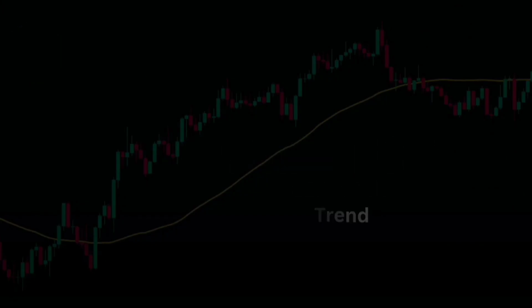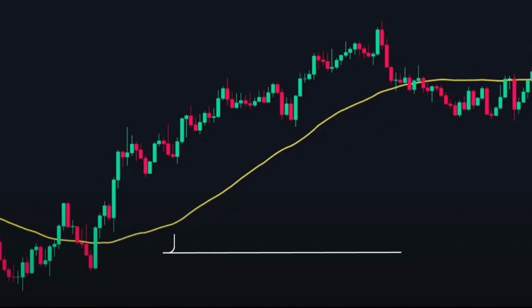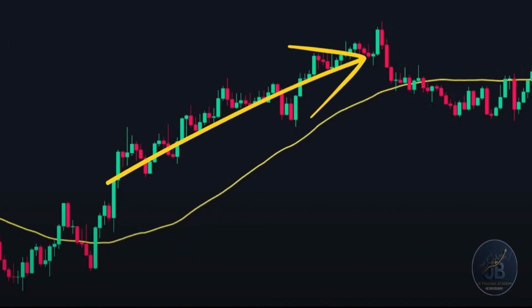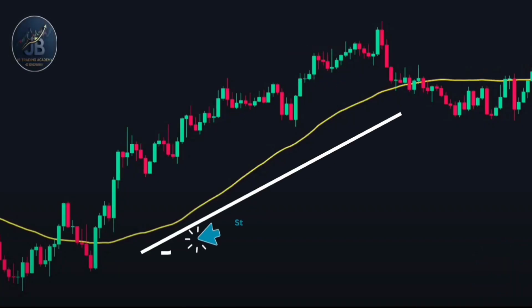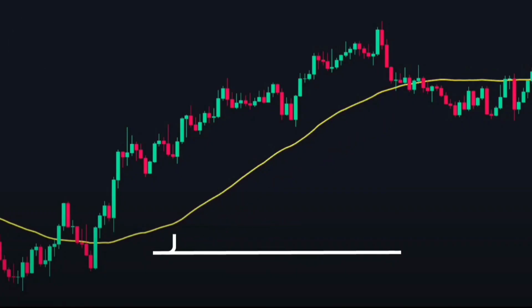The slope of the moving average also gives us a good hint about the strength of the trend. In a strong uptrend, we see a steep upward slope, approximately a 45-degree angle, while in a weak uptrend we see a gentle upward slope.